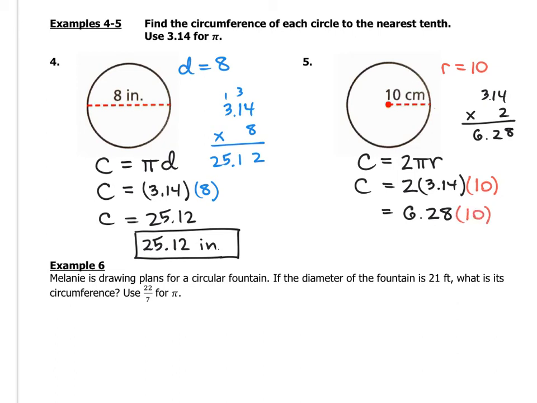And now to multiply 6.28 times 10, remember anytime you're multiplying by a power of 10, all you need to do is move the decimal point to the right. So 6.28 times 10 is just going to be 62.8. So the circumference of this circle is 62.8 centimeters.